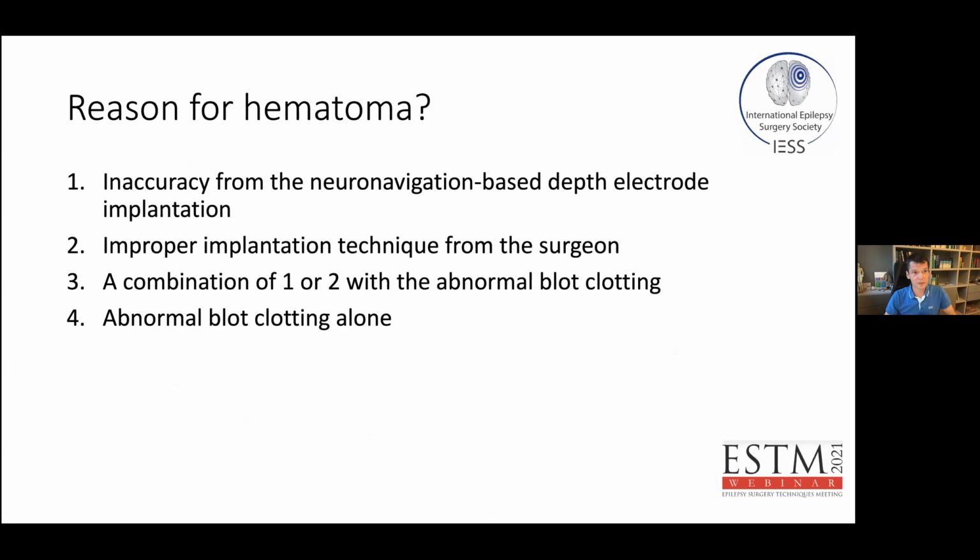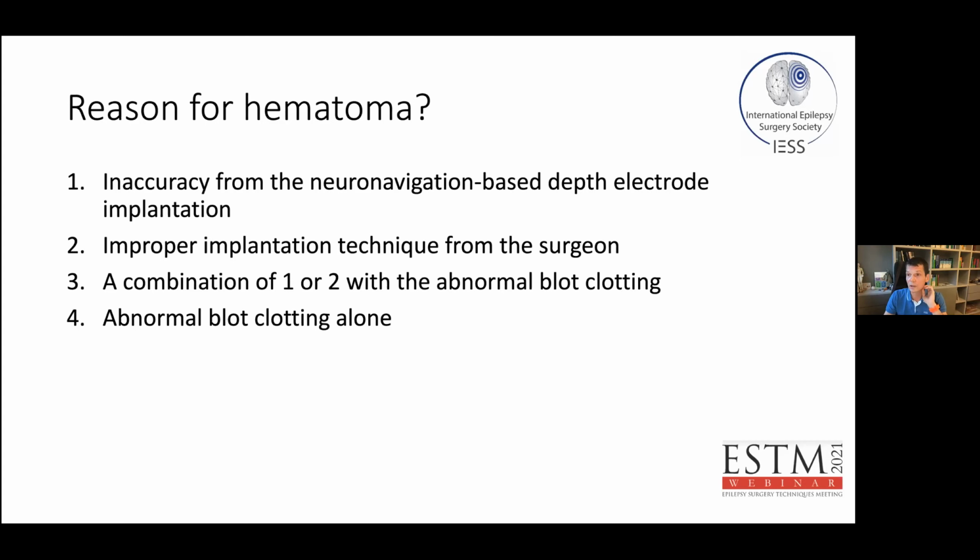We could discuss what is the reason for the hematoma. Is it the inaccuracy from the new navigation-based depth electrode implantation? Was it improper implantation technique from the surgeon? Is it a combination? Is it the blood clotting time? Any thoughts on this? Any thoughts on the operative strategy?